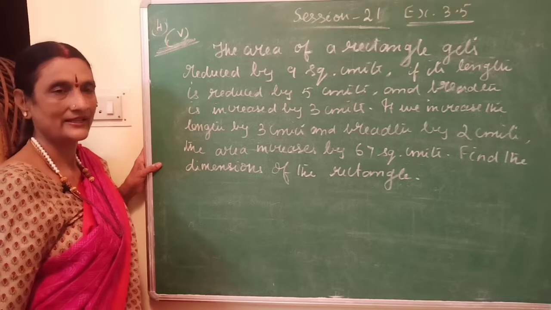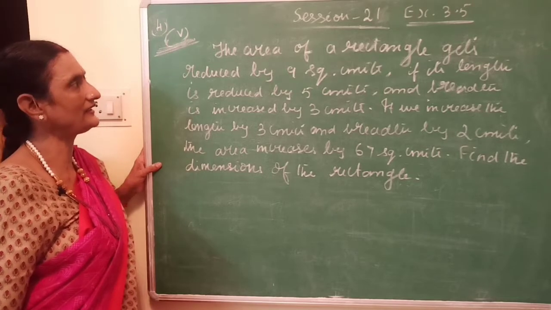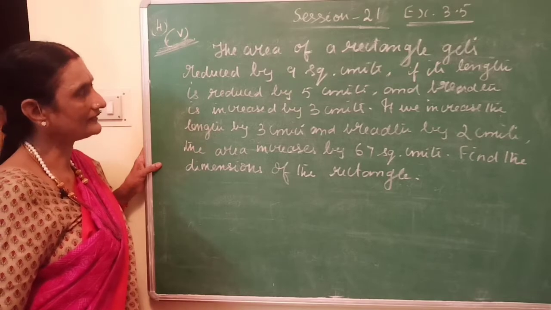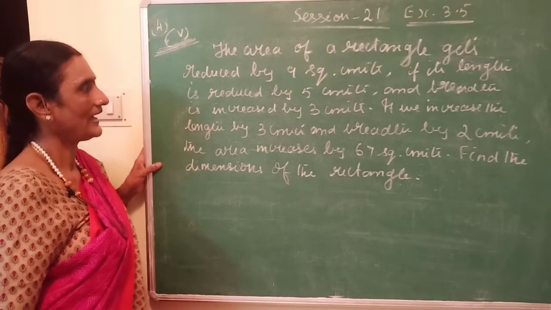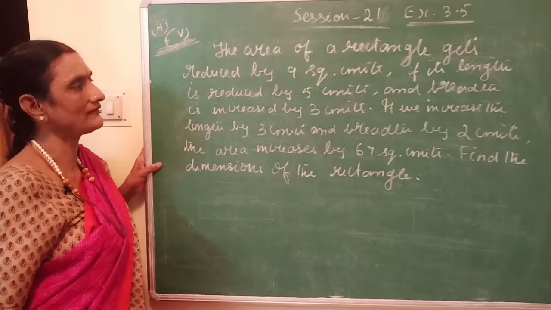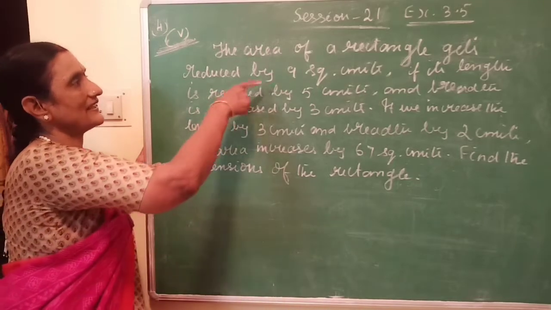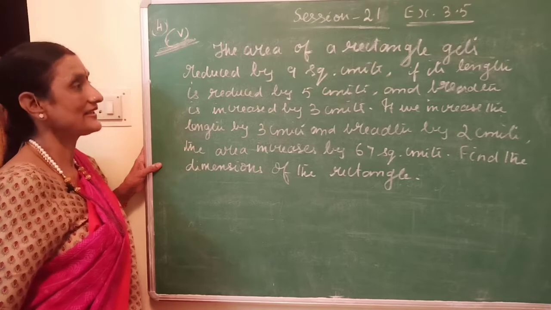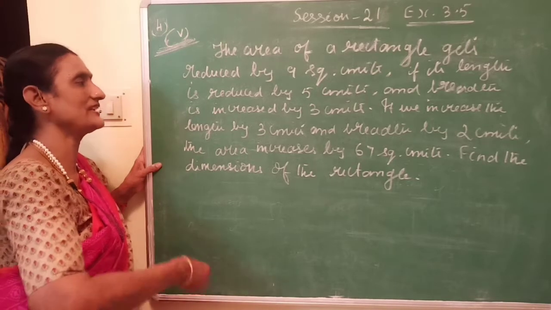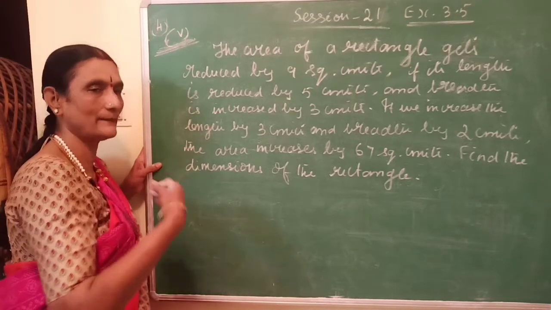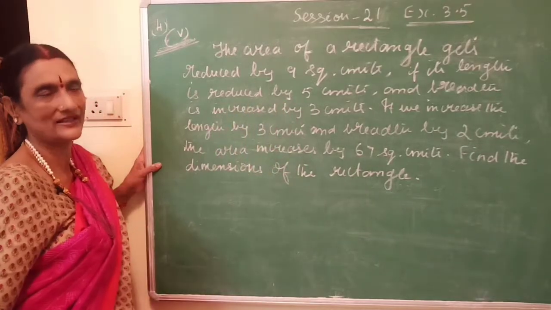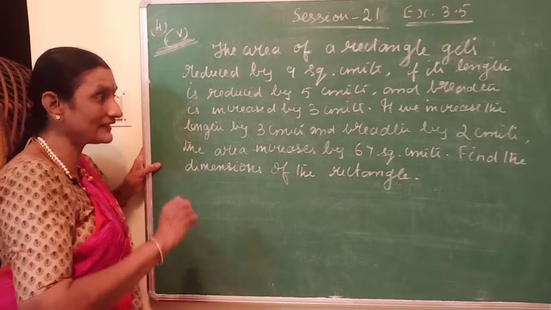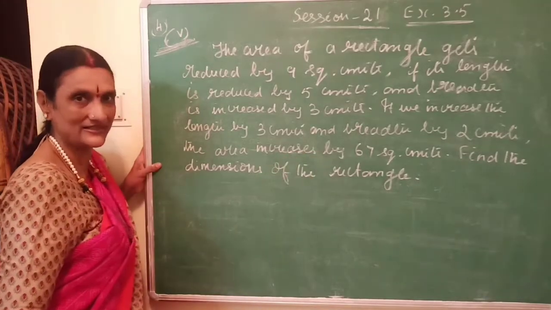See, in the original situation, the length is reduced by 5 and the breadth is increased by 3. Because of that, there is a reduction in the area of 9 square units. In the second situation, we are increasing both the length and the breadth by 3 and 2 units. Because of that, definitely the area will increase. How much does it increase? By 67 units.